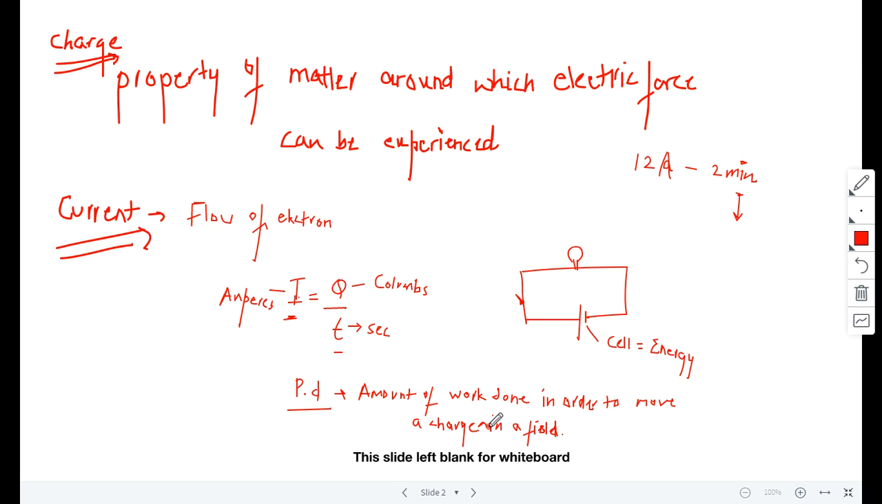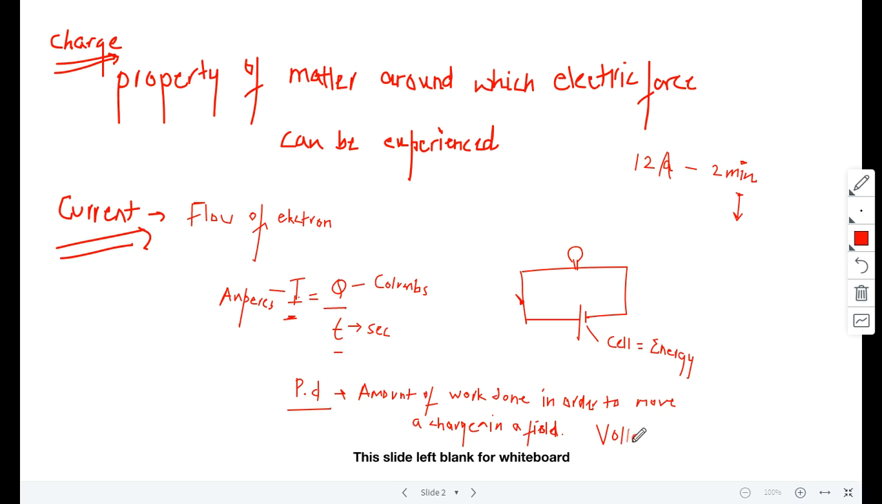So the unit of potential difference is... I'm not sure. It's volts. Volts. Oh yeah, that's the one.